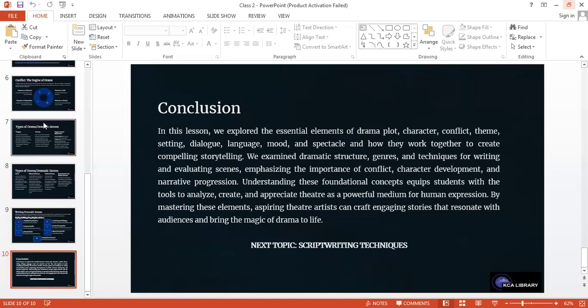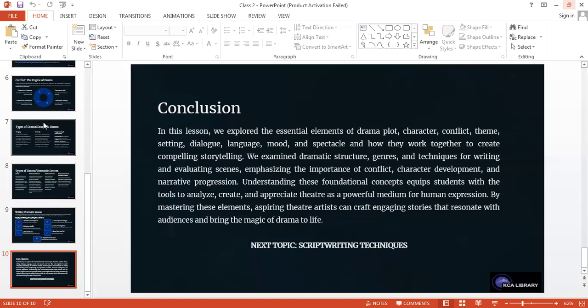In conclusion, the lecture has explored the essential elements of drama, which are plot, character, conflict, themes, setting, dialogue, language, mode, and spectacle, and how they work together to create compelling storytelling. We've also examined the dramatic structure, the genres, and techniques for writing and evaluating scenes, emphasizing the importance of conflict. Character development and narrative progression have also been looked into. Understanding these foundational concepts helps you analyze, create, and appreciate theater as a powerful medium for human expression.